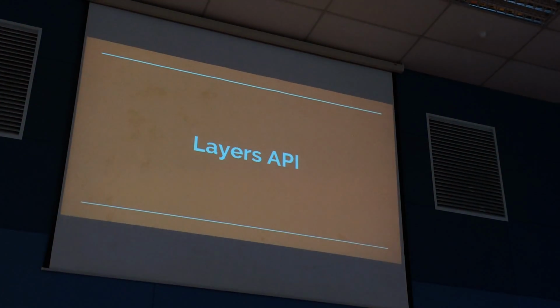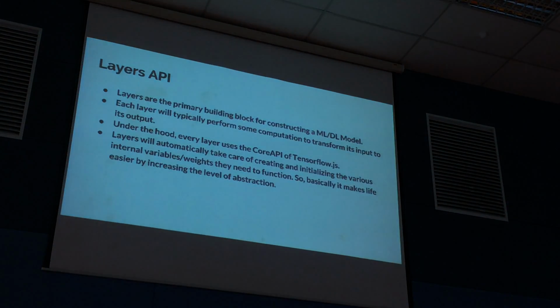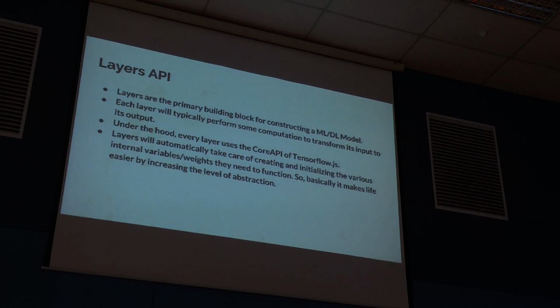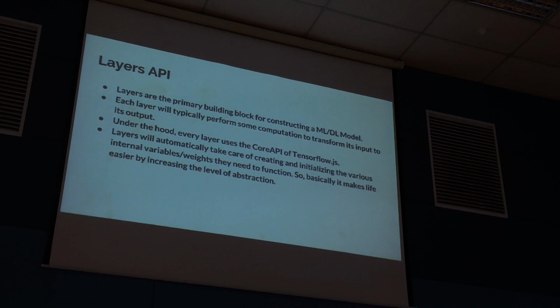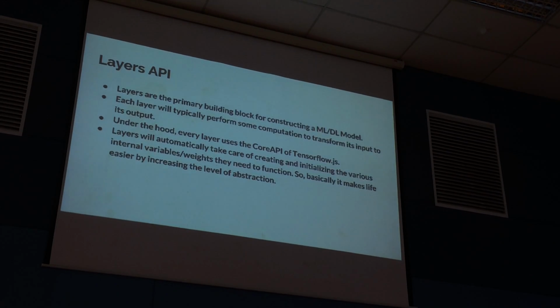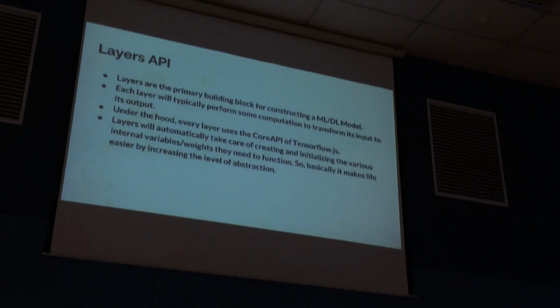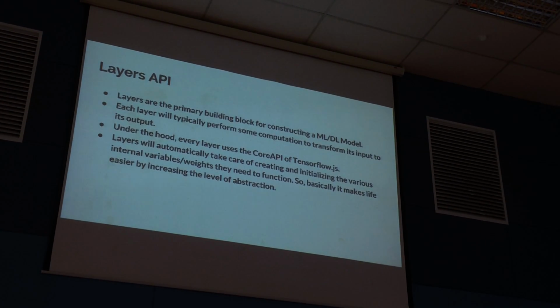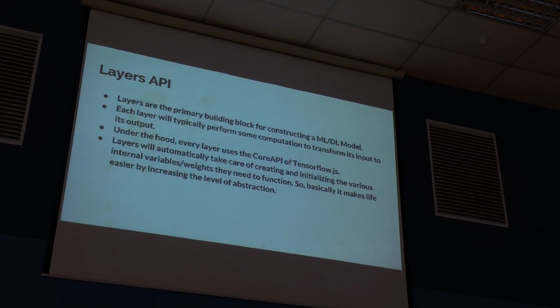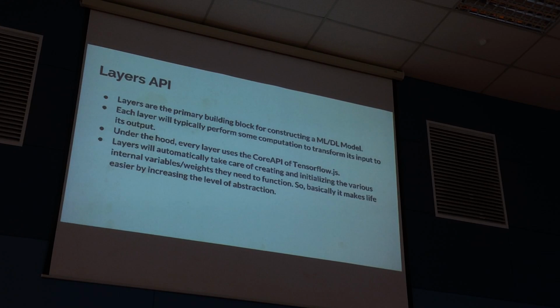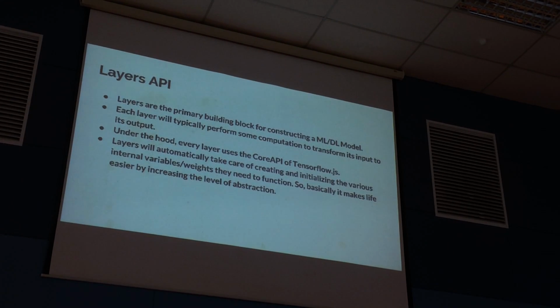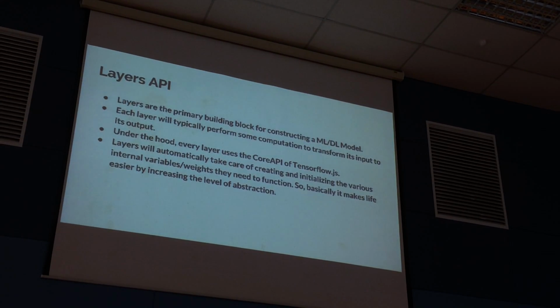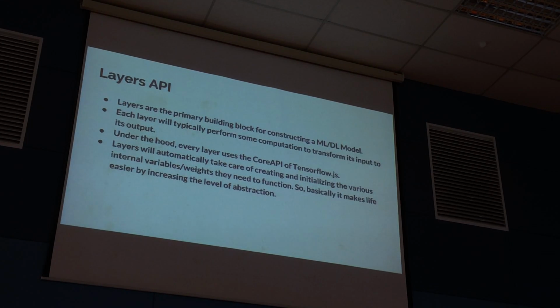The next API that we have is the layers API. The layers API is similar to what we have used in Keras. Basically, you create layers: the input layer, the hidden layer, the output layer. So you stack up your layers one by one. If you use the Keras library, the abstraction is quite easy. With one line of code, you can define multiple layers. Under the hood, every layer still runs the core API, but it's an upper-layer abstraction for you.